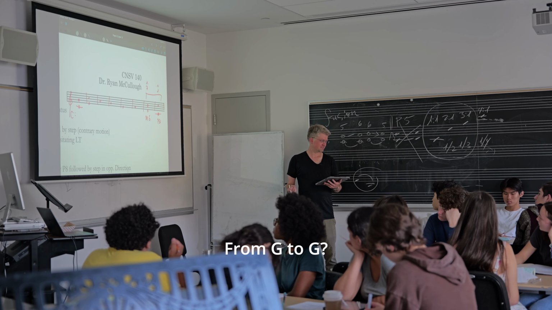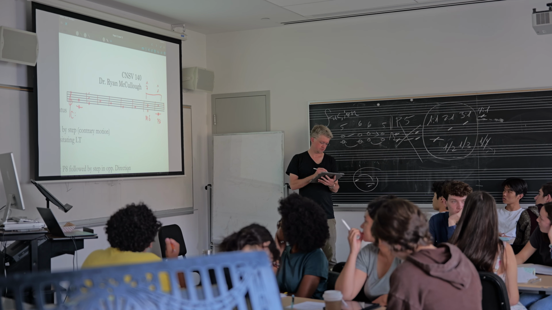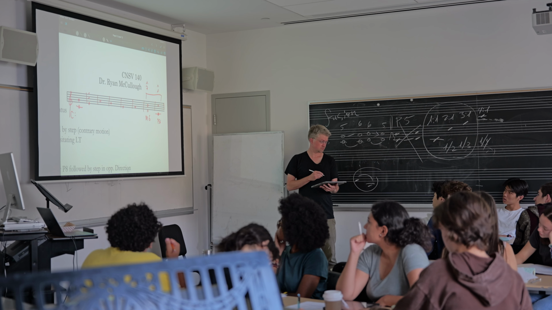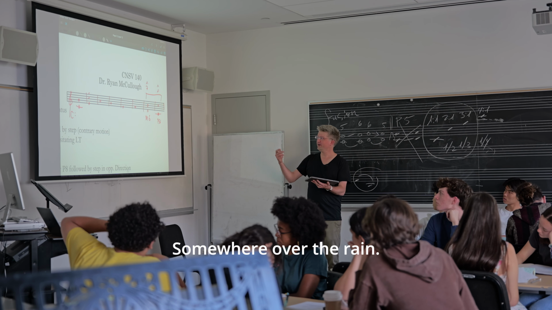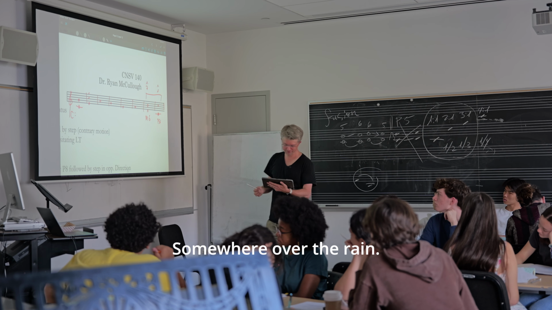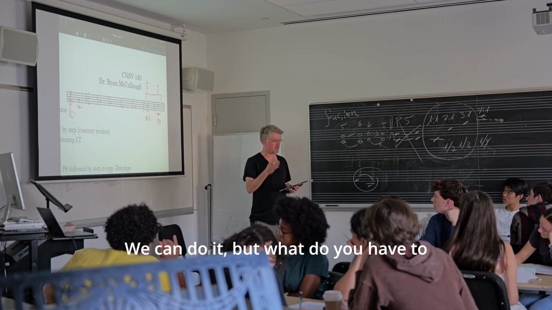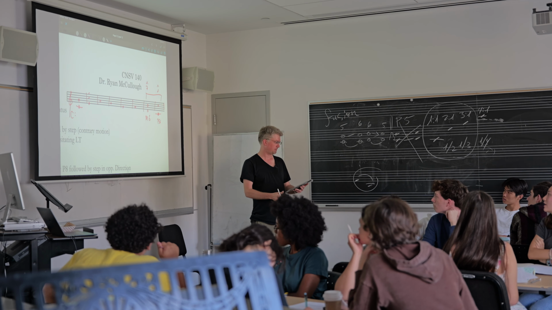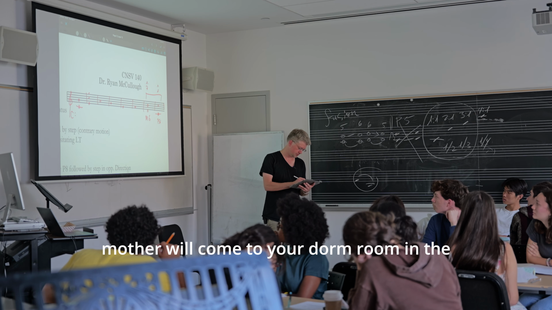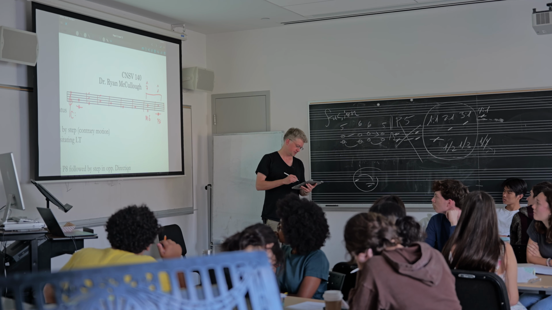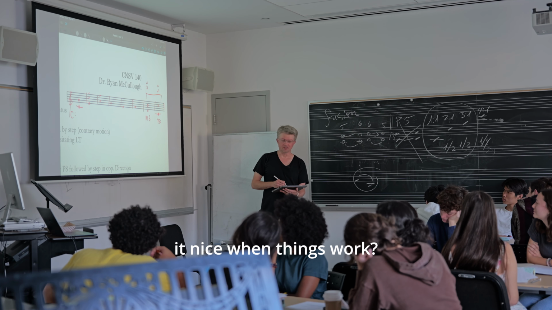No, that's a 7. From G to G? No, oh, we could, but it's like a big jump. Somewhere over the rainbow. Right. We can do it, but what do you have to absolutely do at that point? Step down. Yeah. You must hold that door open or your mother will come to your dorm room in the middle of the night and berate you. Does that work? Yes. Isn't it nice when things work?